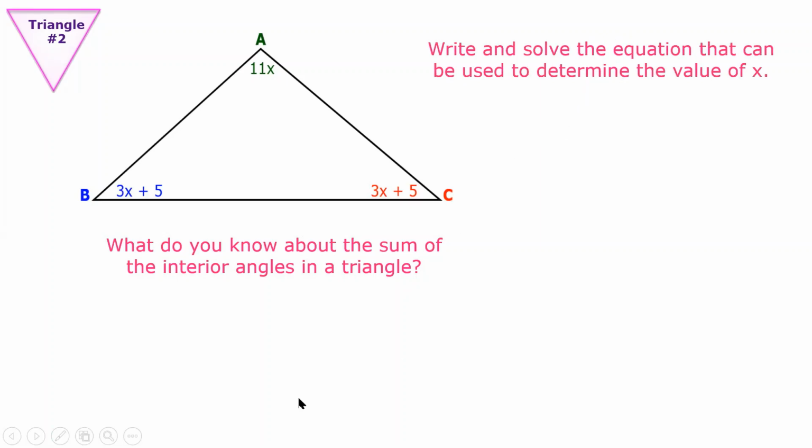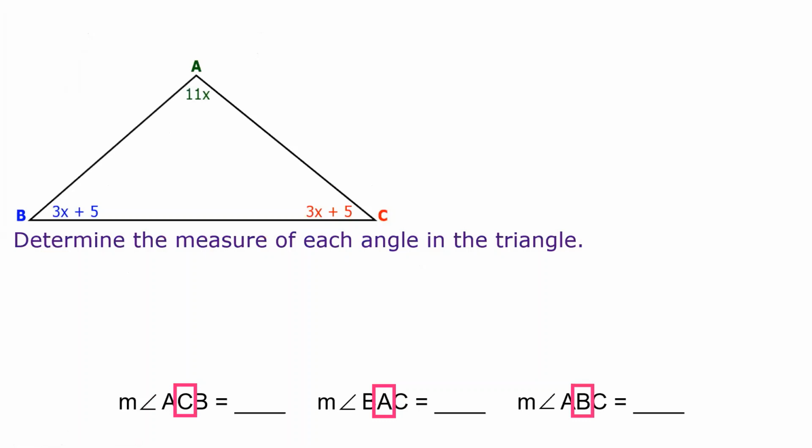So we're going to write the equation first. Keep in mind that angle A plus angle B plus angle C would give you 180 degrees. Regardless of what expressions or numbers you have, you're always going to add them up. So the equation is going to be 11x, which is angle A, plus angle B, which is 3x plus 5, plus angle C, which is the expression 3x plus 5.